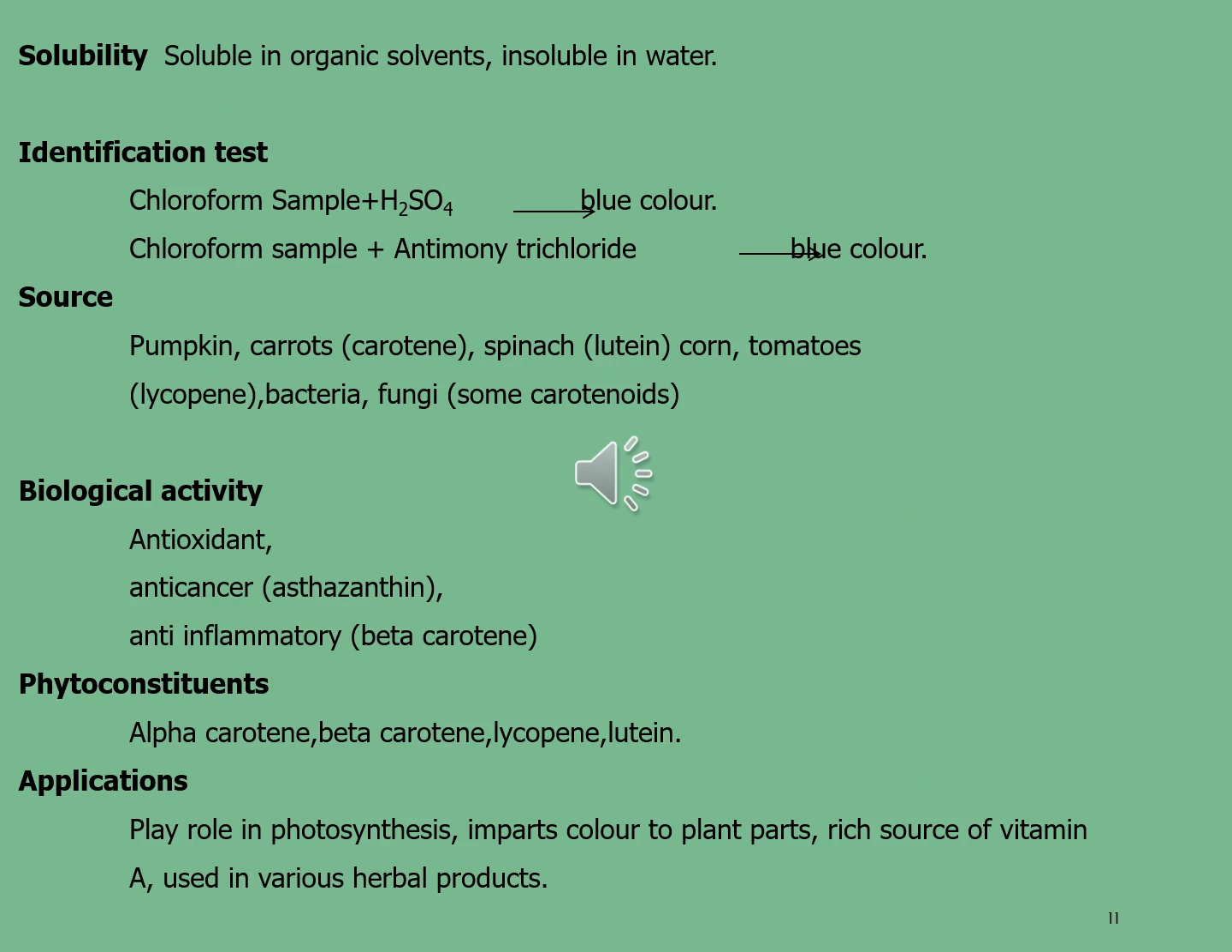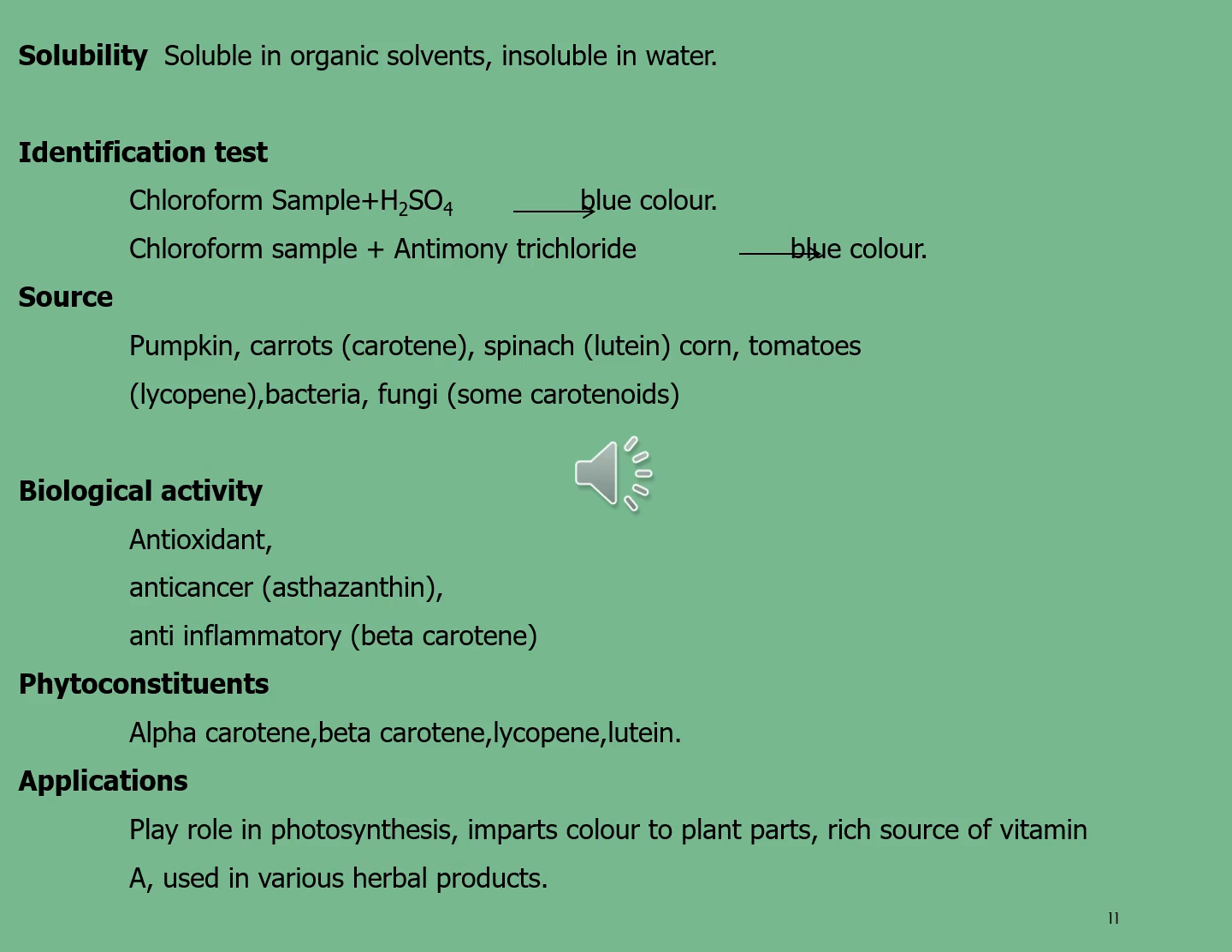Carotenoids are soluble in organic solvents and insoluble in water. Now we see the identification tests of the carotenoids. Here we perform two tests. In the first test, the sample is taken in chloroform and then concentrated sulfuric acid is added along the side walls of the test tube. So we get the blue color. It means carotenoids are confirmed. In the second test, the sample is taken in chloroform and antimony trichloride is added, which gives the blue color, which indicates the presence of carotenoids.